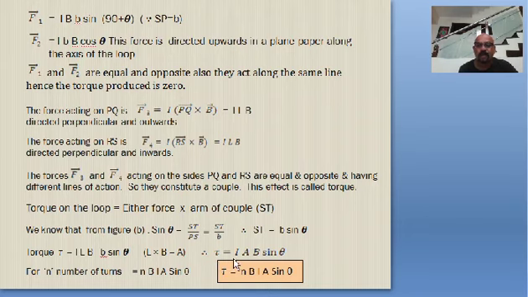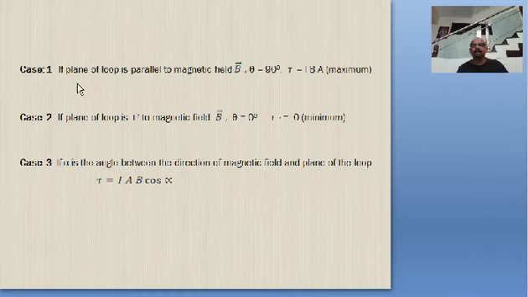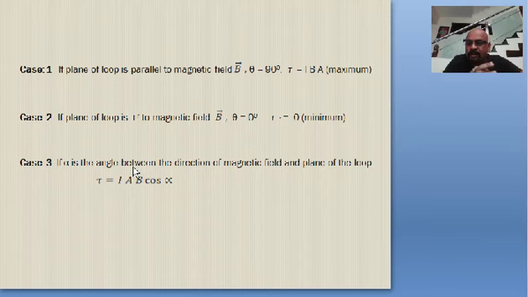Therefore tau is equal to IAB sin theta, where A represents length into breadth, the area of the coil. For n number of turns, multiply by n: NIAB sin theta. Tau, the torque, is equal to NIAB sin theta. That is the torque. So I hope it is understood very clearly. The torque acting on the coil is equal to NIAB sin theta. N is the number of turns, A is the area, and B is the magnetic field. Theta is the angle between the normal to the coil and the magnetic field.